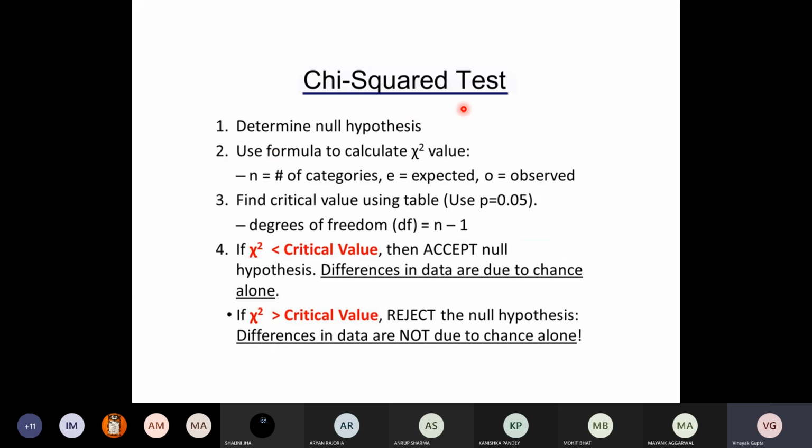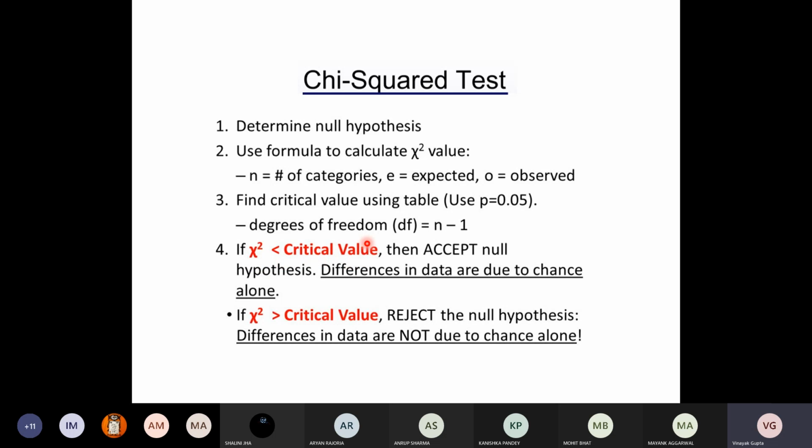Whenever you see a question on the chi-square test, first make a null hypothesis, write down the formula for chi-square and calculate the chi-square value, determine your degree of freedom, and the last step: if your calculated chi-square value is less than the critical value.